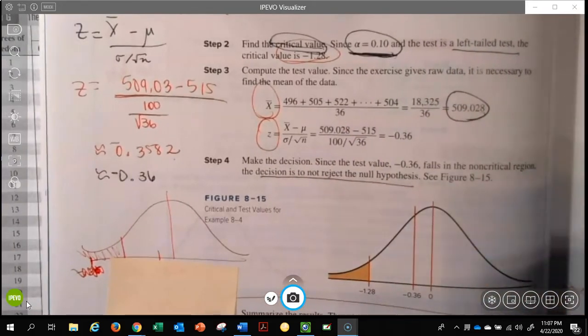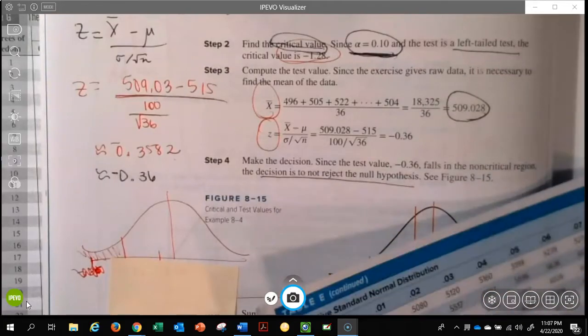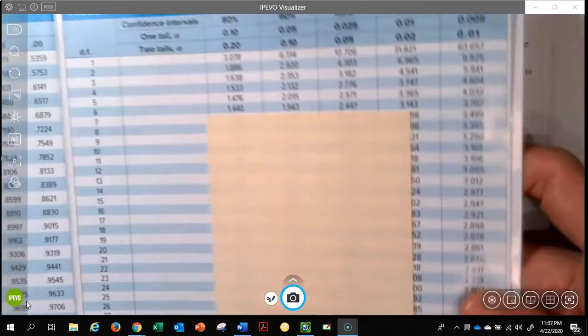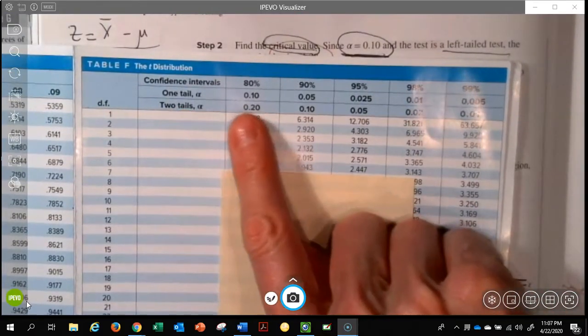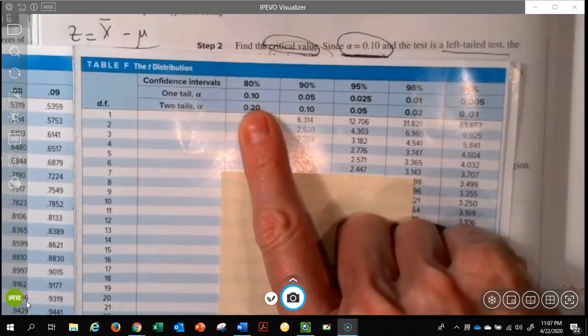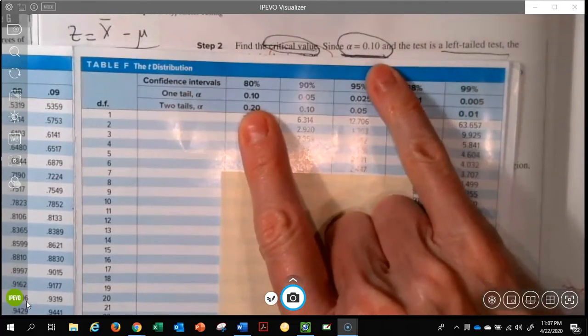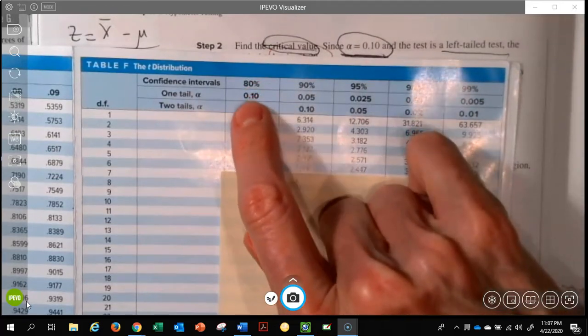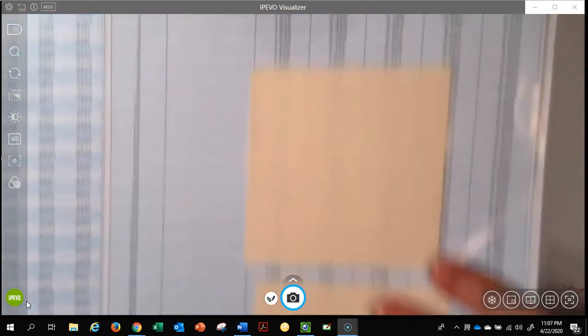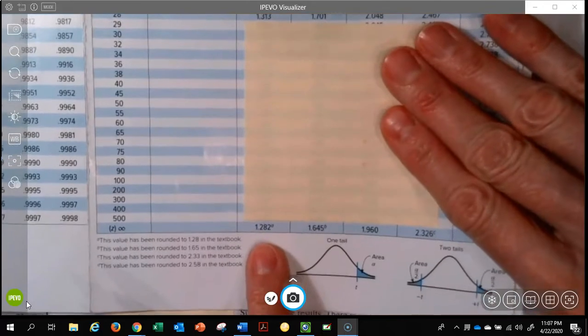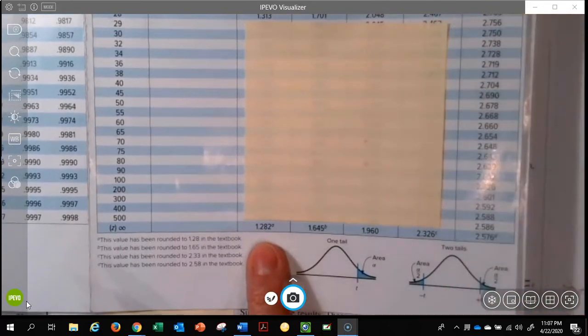Sorry, I should have jumped over to my table. The one I like is table F. I should have gone to one tail, and right here at my 10%, the one-tail alpha is 0.10. I go all the way down to the bottom, and now I have my critical value of 1.28.